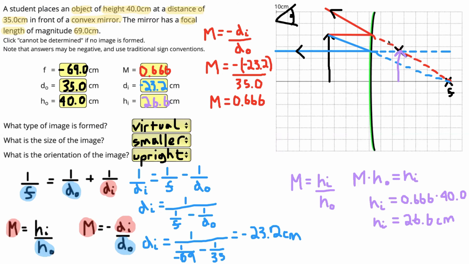Then we can check the size. It looks smaller than the original. That makes sense because our height was smaller and the magnification is less than 1. It's upright, which is why our magnification and our height of our image were both positive. And lastly, it's behind the mirror and it's virtual, which is showing us that our distance of the image is negative. So everything matches up from our visual method and our calculation method. So that's just a nice way to check that we did it correctly.